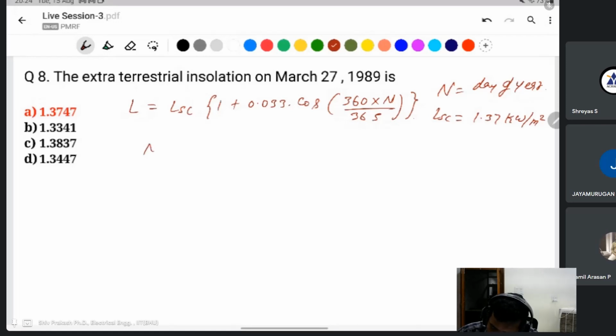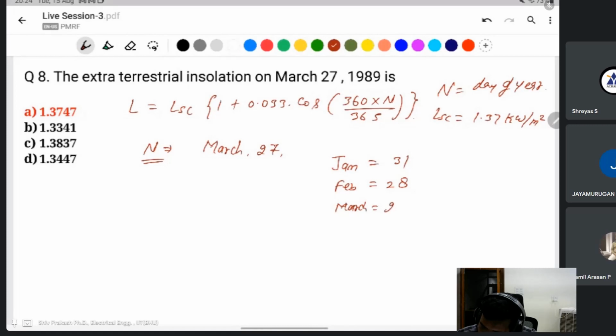Then calculate the number of day n. For March 27, it means January is 31, February is 28, and March is 27. Calculating: 8 plus 7 is 15, plus 1 is 16, and 6 will be 144, so n will be 86.